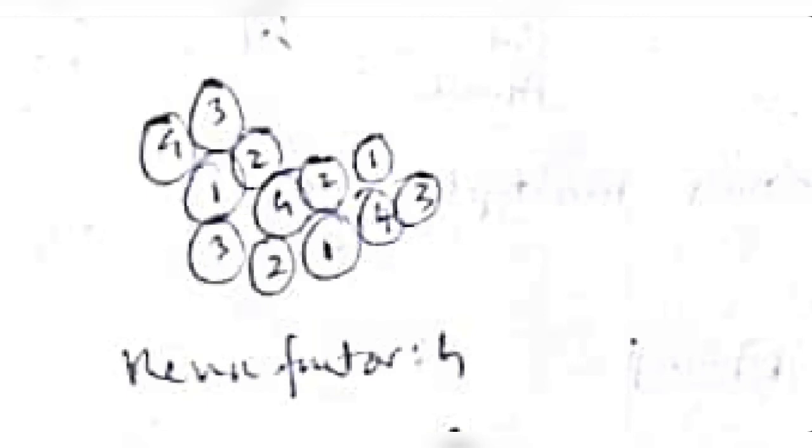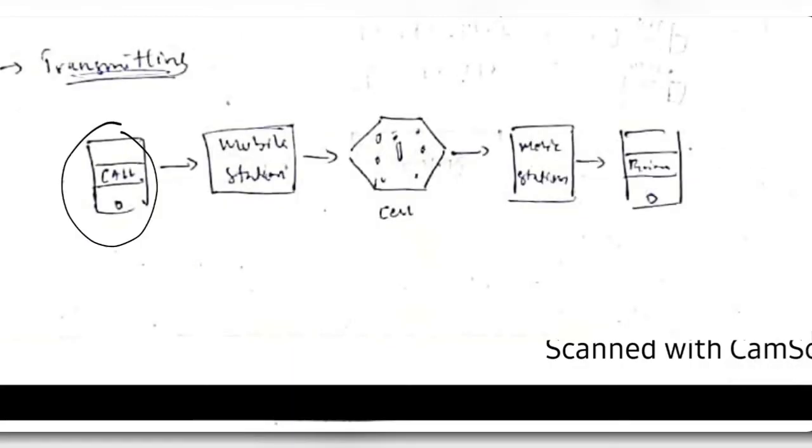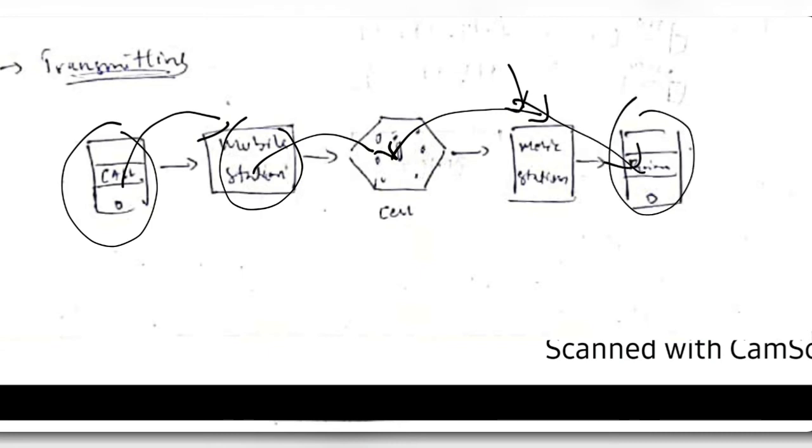And transmitting means when you make a call, it will be forwarded to a mobile station that will find the particular cell to which it belongs, then the cell will transfer the call to the mobile station's network which the mobile is trying to call, and that will forward the call to the main phone. This is the transmitting procedure.